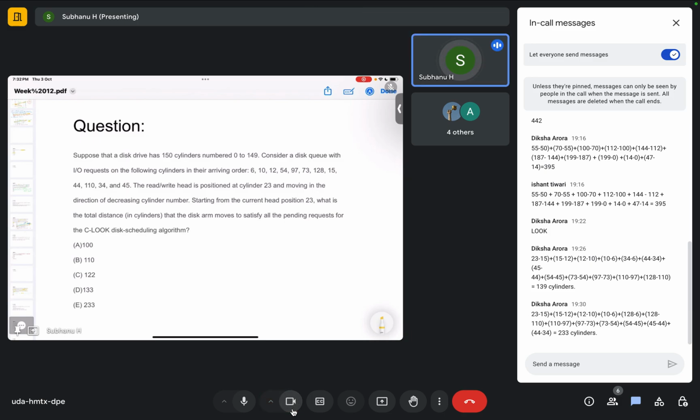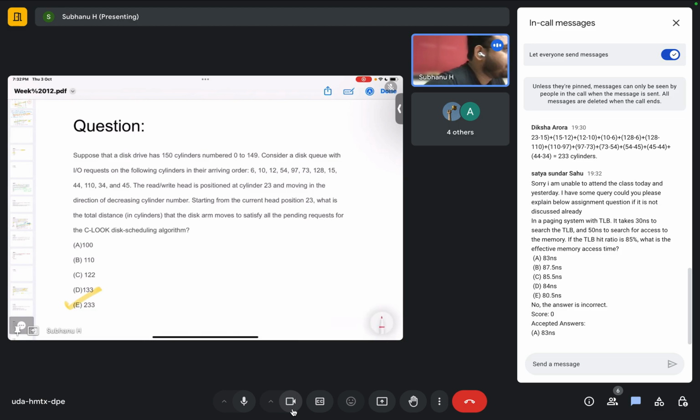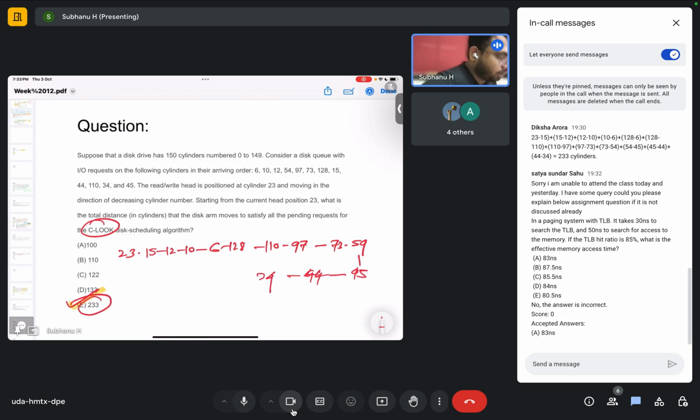So yeah, here also Odisha is right. So 233 is the right answer because we will be going from 23, 15, then we'll be moving to 12, 10. So this is the C look. 12, 10, 6, 128, 1110, 97, 73, 54, then 45, then 44, then 34. Okay, so total 233 is the correct answer.